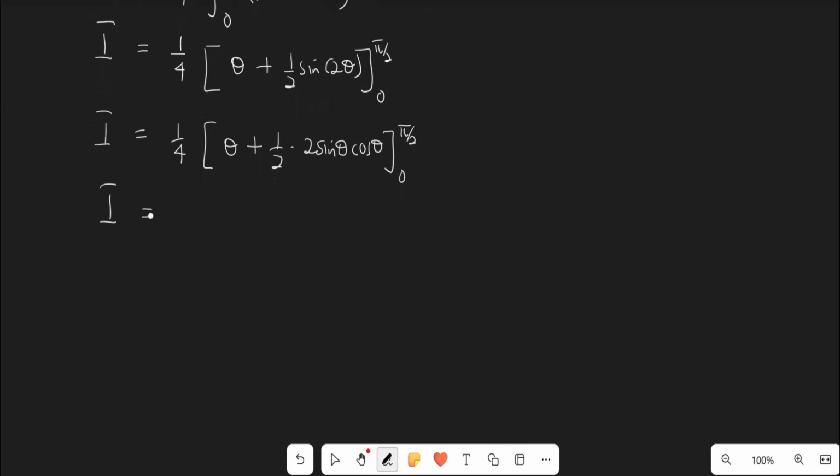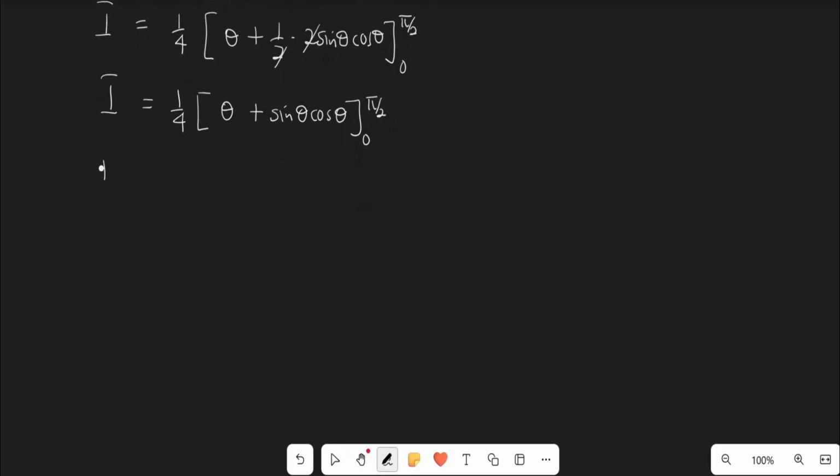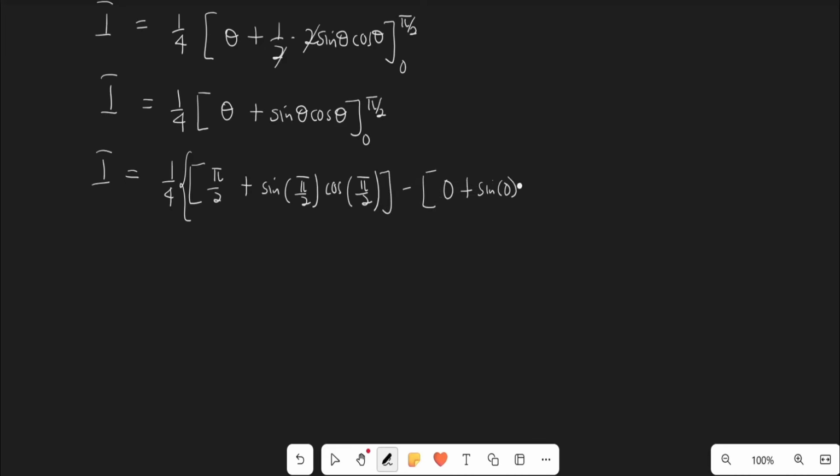Now I is going to be equal to 1 over 4, and then what do we have? This is theta plus sine of theta cosine of theta. The limits of integration from 0 to pi over 2, because this and this are going to cancel out. And now let's put in the limits. So 1/4 outside, and then we are going to have pi over 2. This is the upper limit, right? Pi over 2 plus sine of pi over 2 cosine of pi over 2. This is the upper limit minus the lower limit. The lower limit is going to be 0 plus sine of 0 cosine of 0.